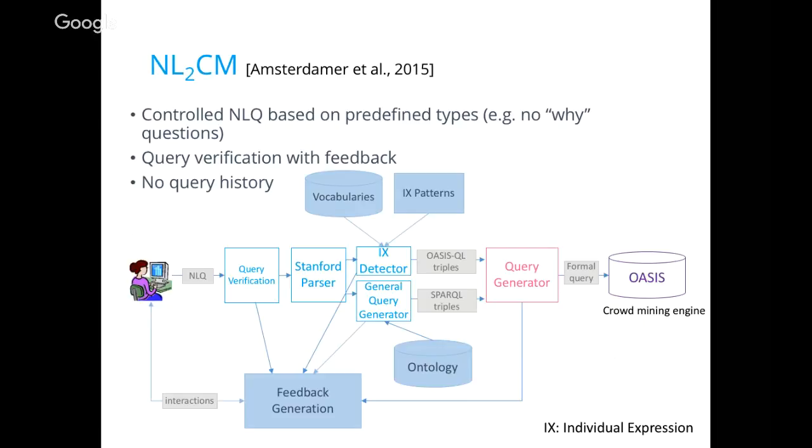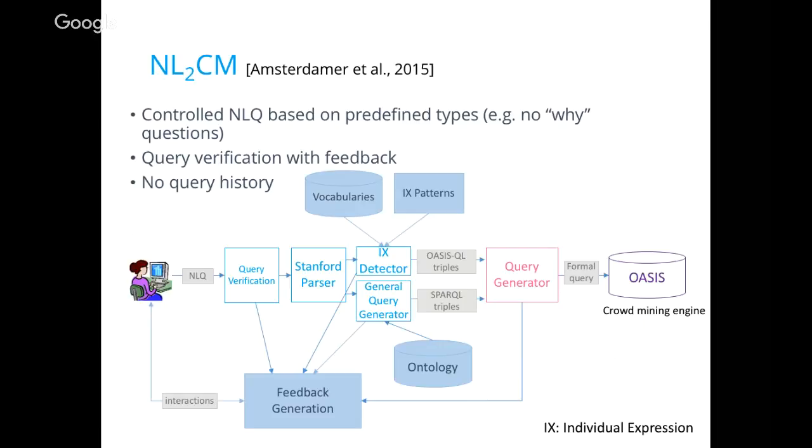Okay, so this is another system that was published recently. It has controlled NLQ, but it depends more on the type of question it can handle. For example, it does not handle why questions. So it has less to do with the complexity of the query itself, but more to do with the type of semantics you want to have. Then it also has query verification with feedback. This is treated as it is.